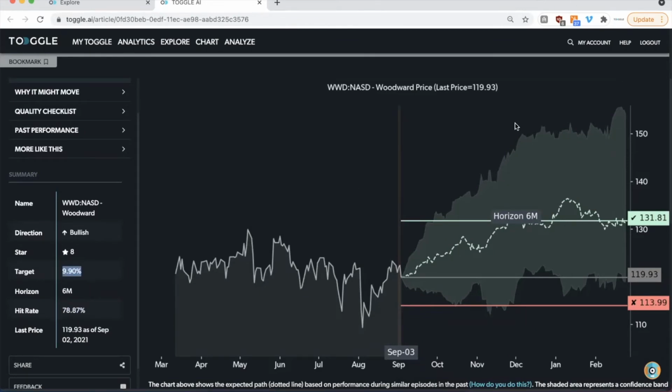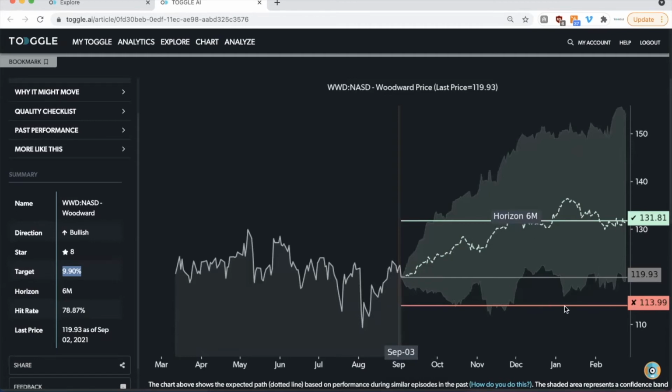Looking at that on a visual basis, we have this little graph here. The gray line is where the price currently was, so $119.93 on September 3rd. And Toggle has a median prediction of $131.81 over the next 6 months. This shaded area around it is the confidence interval. So using the past 37 times that this has occurred, we could see movement anywhere in the shaded area, but Toggle most likely believes the median prediction would follow this pattern.